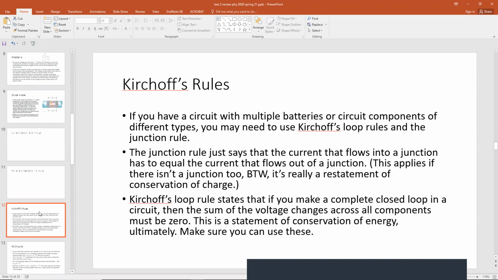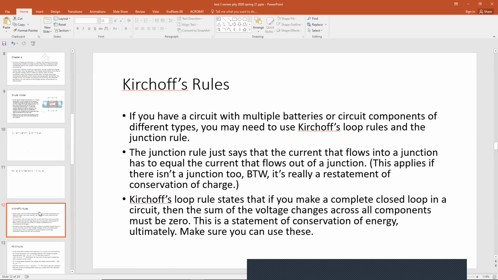Junction rule first. The junction rule just says that current that flows into a junction has to equal the current that flows out of a junction. This is really just a restatement of conservation of charge. Usually you have, for example, one wire branching off into two wires, and the current in, I1, is equal to the sum of the currents out, I2 plus I3. But this would hold for however many wires go in and come out of a junction.